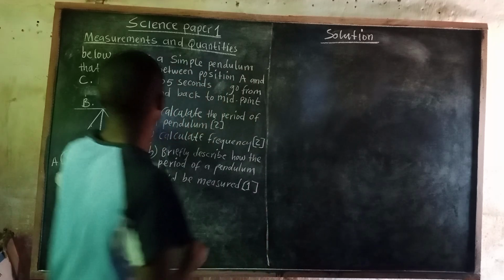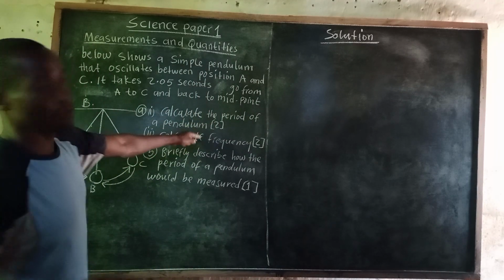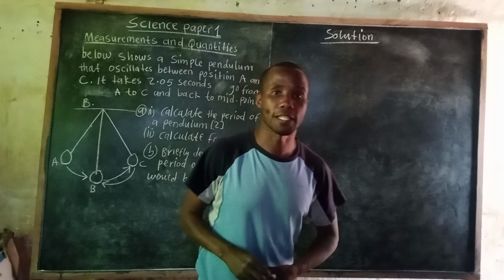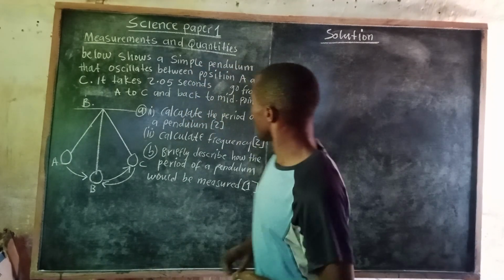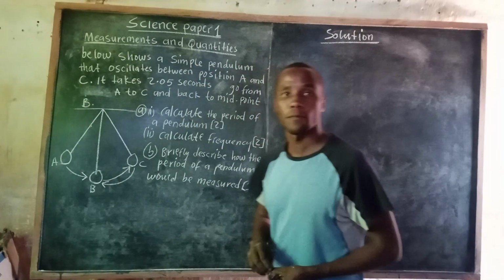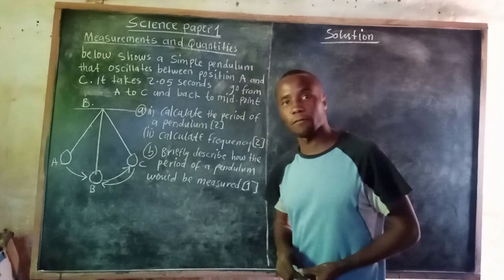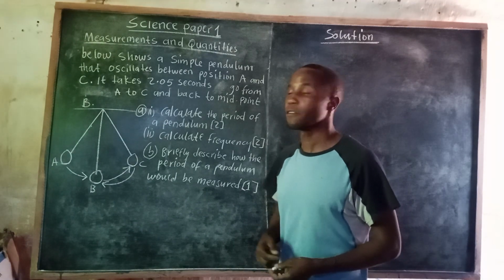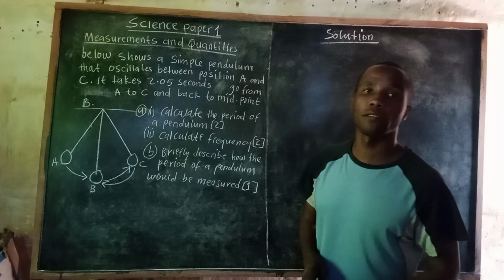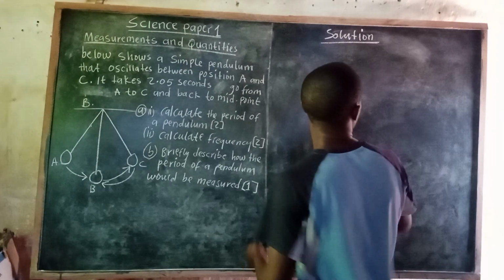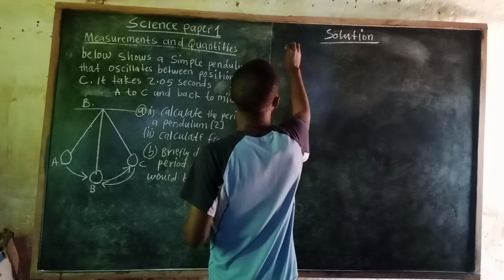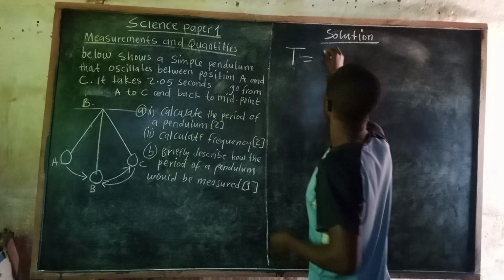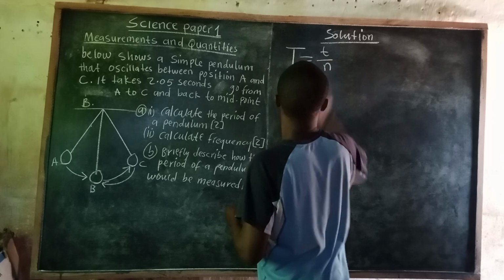The first question says calculate the period of a pendulum, 2 marks. So what is a period? That is the first thing you must understand. A period in this case is the time taken for a pendulum to complete one oscillation. It is expressed as T, the big T for period. T represents period, T over N.